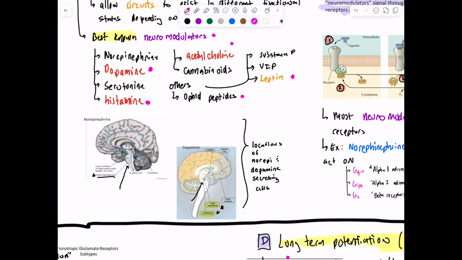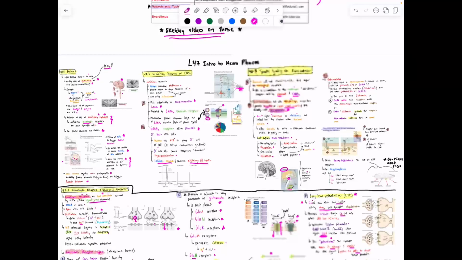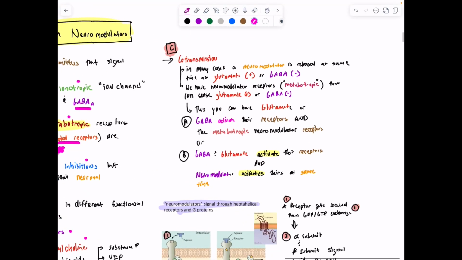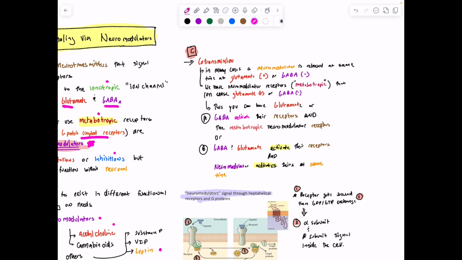But dopamine and norepinephrine, dopamine is going to be the big one we talk about in class. We have the substantia nigra of the basal ganglia, and then it's going to help modulate these motor pathways for arm, like limb movement, trunk movement, etc.